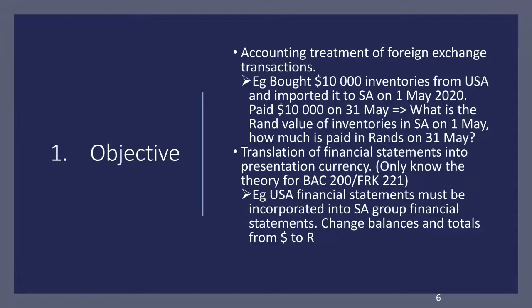Remember, the foreign currency will stay constant. So the foreign currency, we bought it for 10,000. When we pay, we're going to pay 10,000 in foreign currency. But the rand amount is going to change. When we bought it, it was at a certain amount. But when we paid it, the exchange rate changed over time, and therefore it was at a totally different amount.